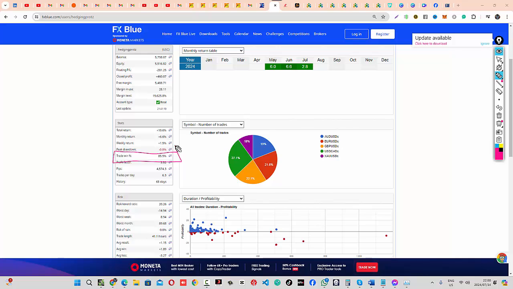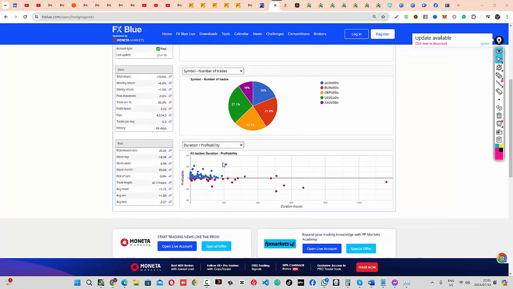Almost 85.9%. And this robot has worked for 68 days, which is over 2 months. It's my new robot. It's the one I used to replace the previous one I showed in the video.